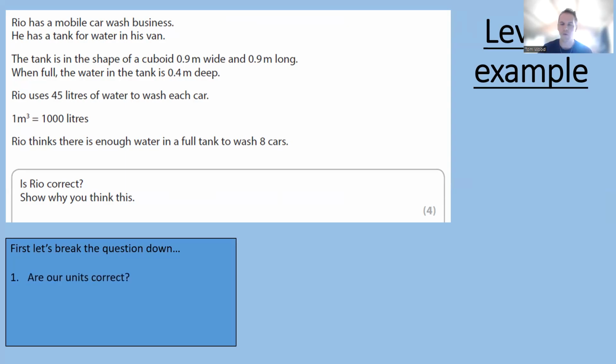Okay, first, let's break it down then. Our first thing here, are all of our units correct? Well, I've got meters wide, meters long, meters in depth. And then my measurement here is in meters cubed. So my units are absolutely fine there.